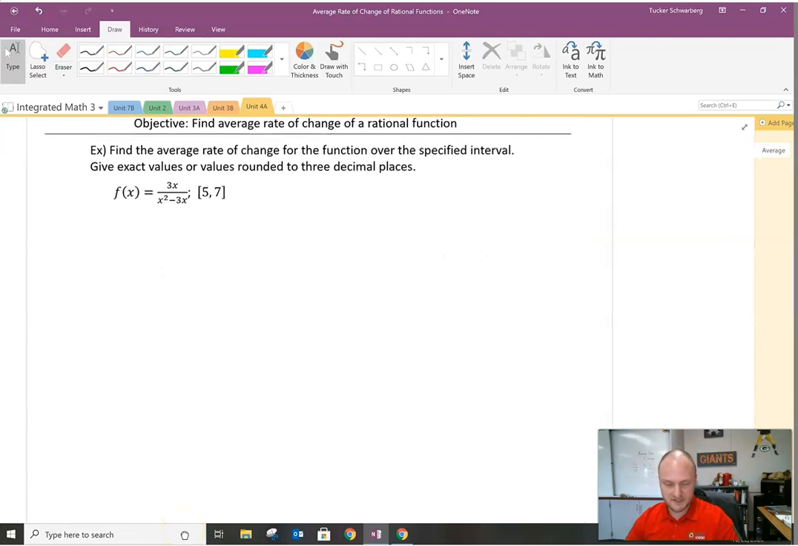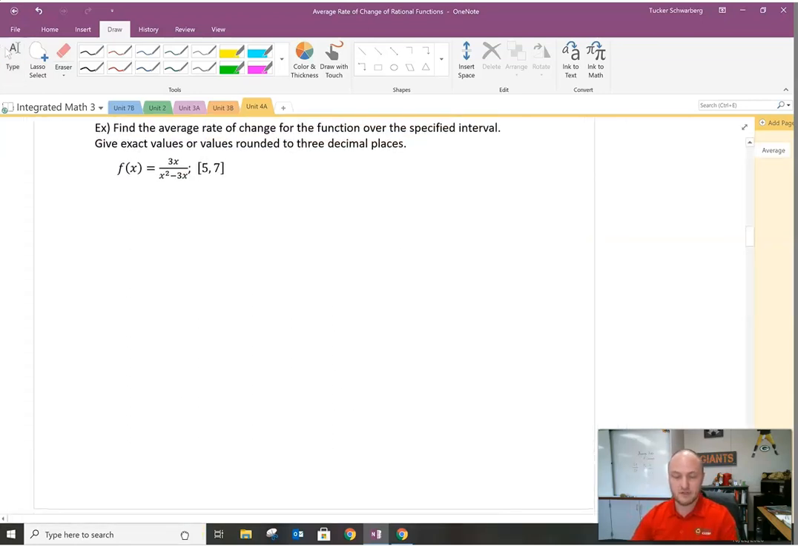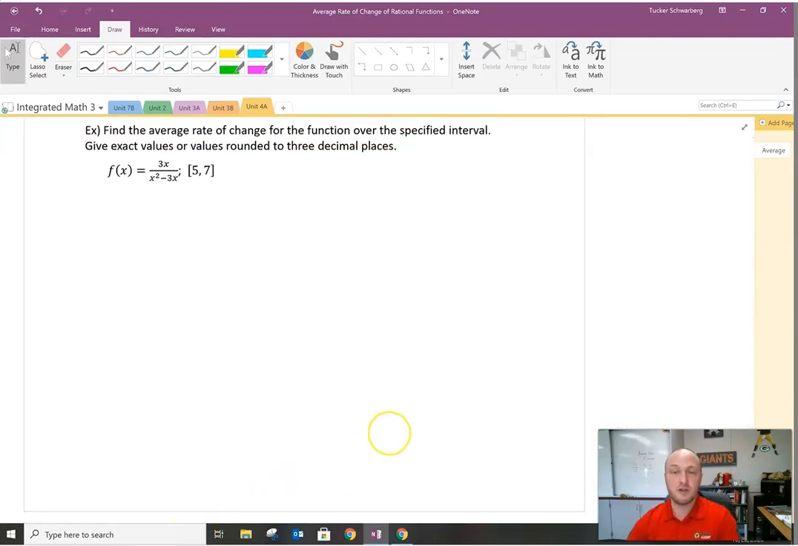So here is our first example, and we're asked to find the average rate of change for the function over the specified interval. Give exact values or values rounded to 3 decimal places. So that's very, very important, okay? Now we want the average rate of change over the specified interval, which is 5 to 7. Okay, so step 1, I need to find my function values. So I'm going to do f of 7 first. All I'm going to do is plug this in.